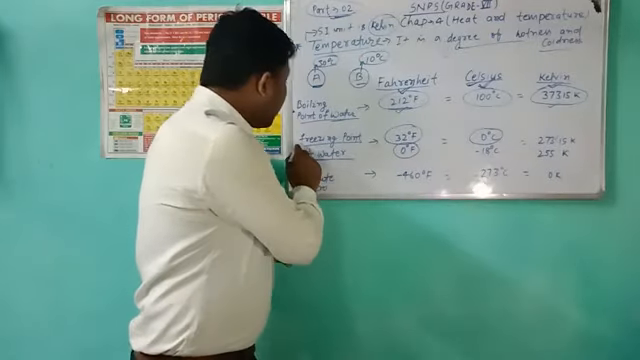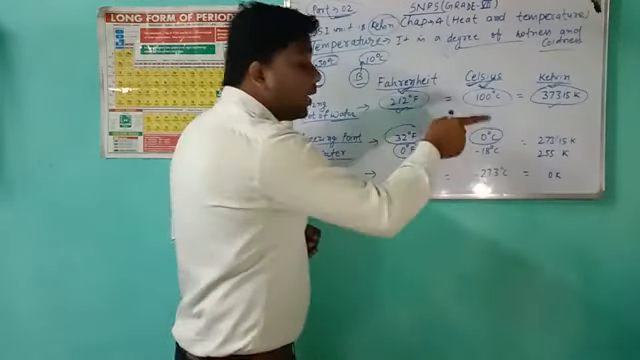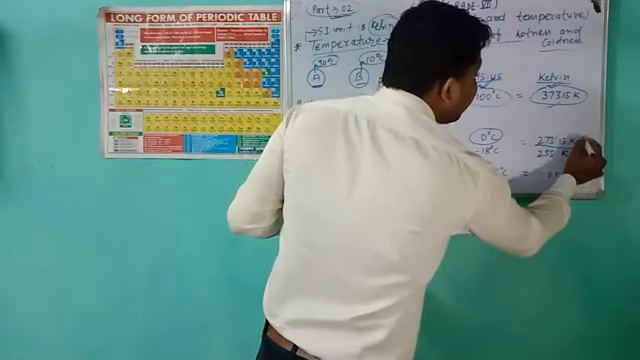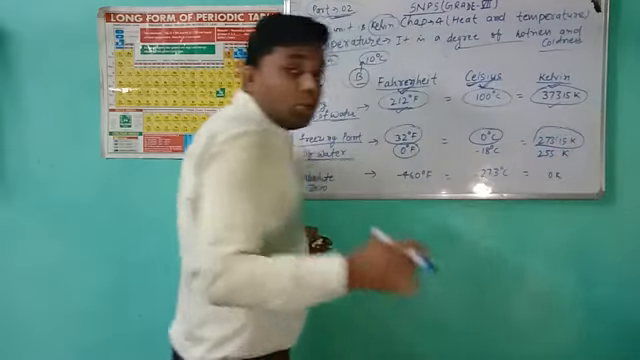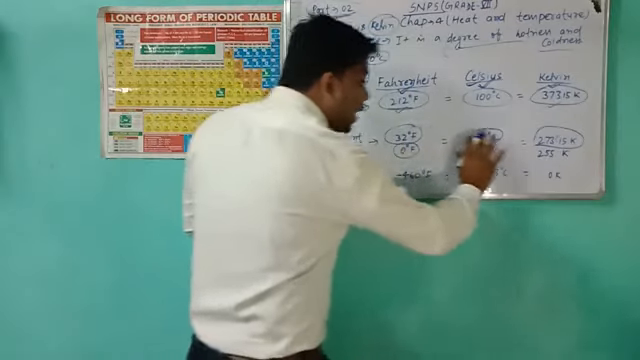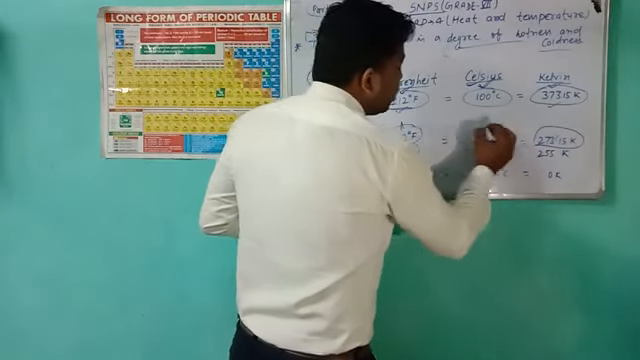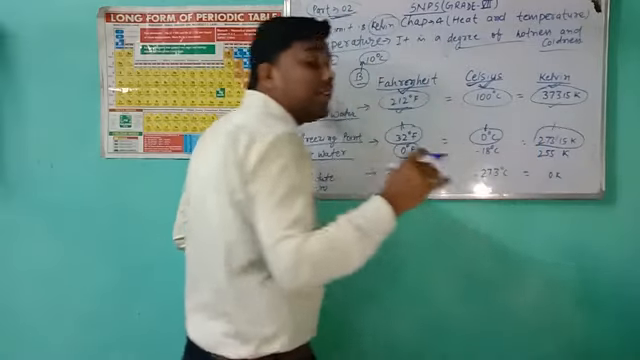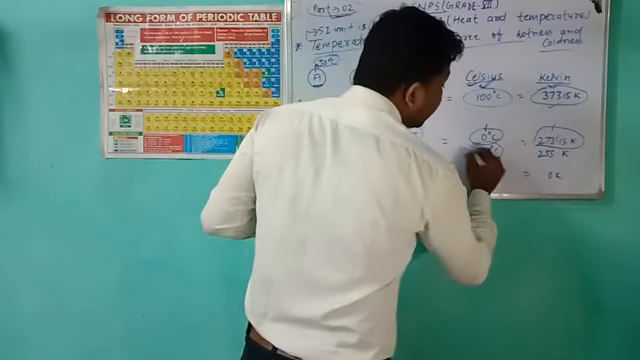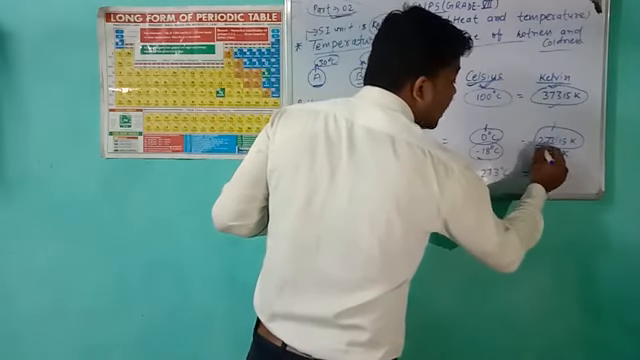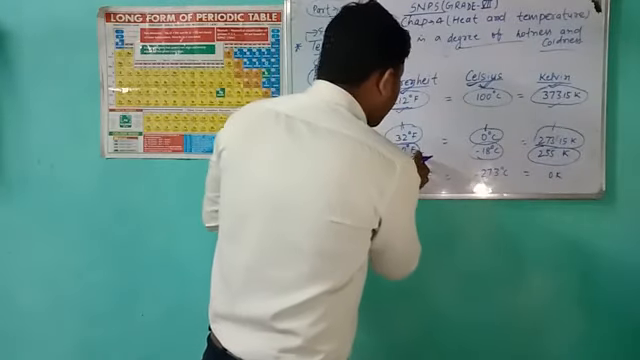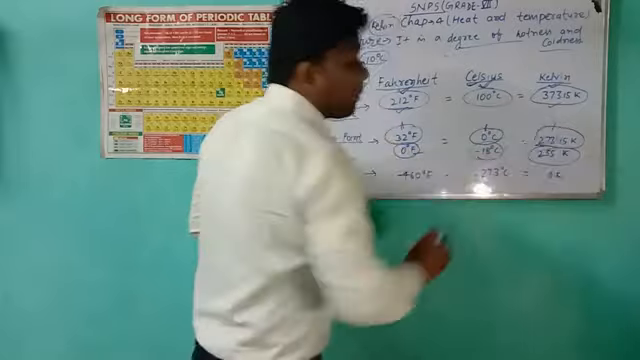The freezing point of water in the Kelvin scale is 273.15 Kelvin. Don't get confused, this is a very easy process. These are all the same: 32 degree Fahrenheit, 0 degree Celsius, and 273.15 Kelvin are all the same. And 0 degree Fahrenheit, minus 18 degree Celsius, and 255 Kelvin are the same quantities.